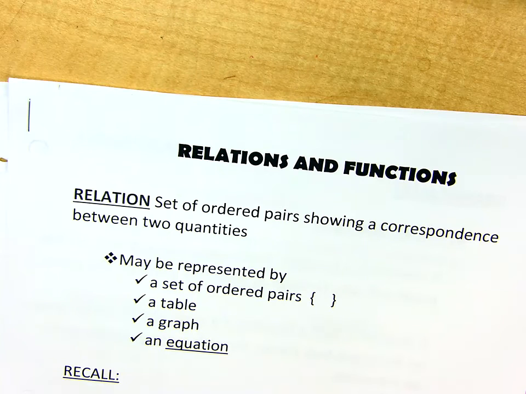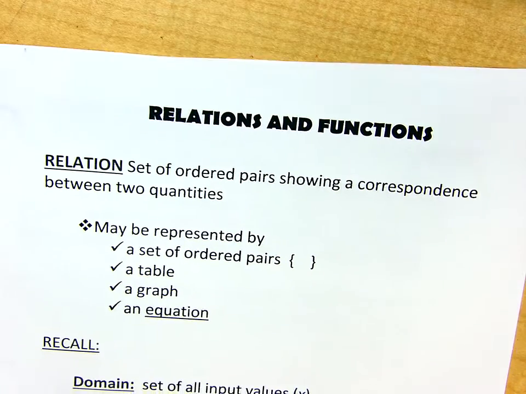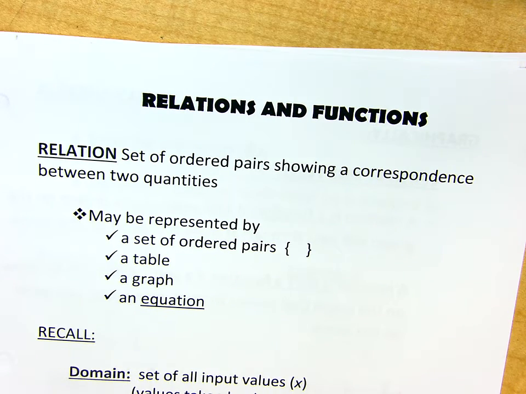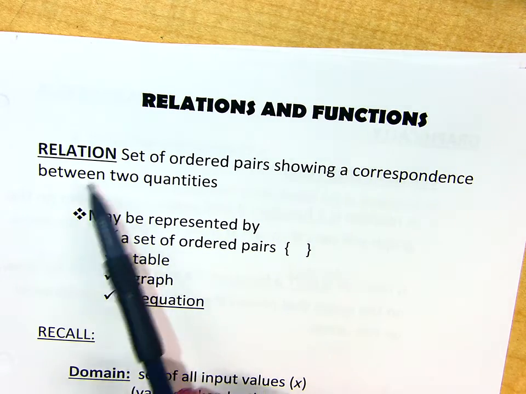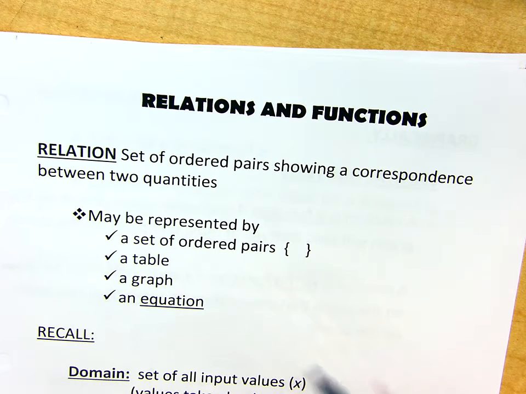Okay, we're talking relations and functions today. Some of this is going to be old news, but it's not a bad idea to refresh our memories. We'll just walk through the notes here, and then we have some examples to do at the end. A relation, you have a set of ordered pairs showing a correspondence between two quantities.